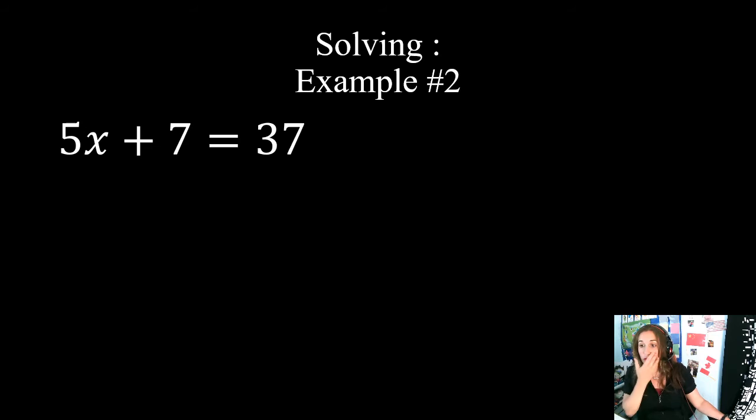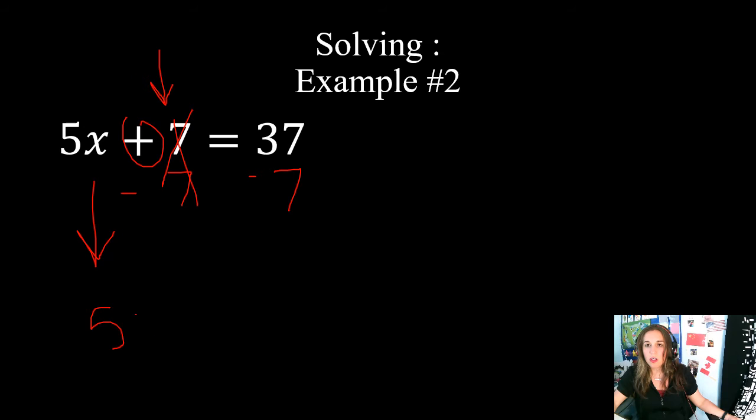So I need to isolate for x. That means I want x on one side, everything else moved over to the other. Okay, I'm going to do that by using inverse operations. First, I'm going to target this 7. Well, if I'm adding 7, what's the inverse operation, you guys? Subtracting. What I do to the left, I have to do to the right because I need to make that relationship hold. These will cancel. Now I'll bring down my 5x. What's 37 minus 7? Well, that's 30.